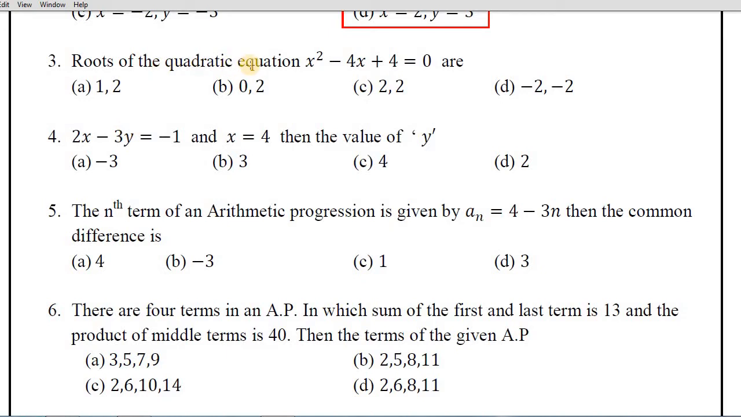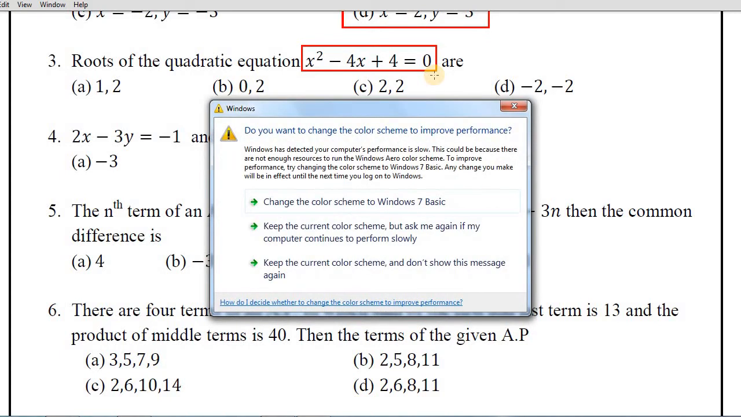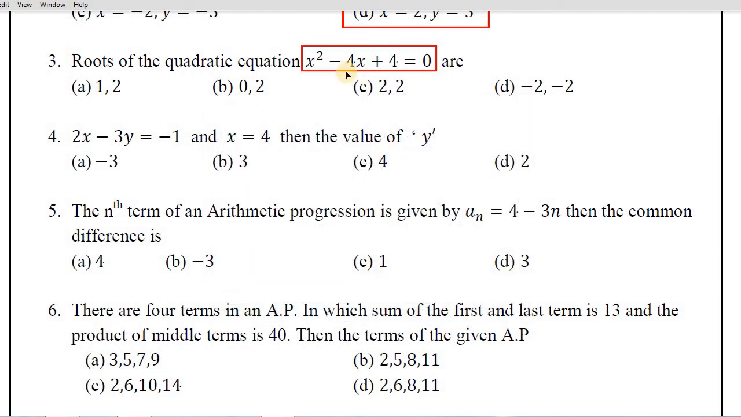Question number 3. Roots of the quadratic equation x square minus 4x plus 4 equals 0 are. For this problem, we need to find roots, in the sense solution. As you know that every quadratic equation has two roots. So here, to find the answer, we have to split the middle term, children. Split the middle term by taking suitable factors and simplify, and then we get the answer 2, 2. For this question, option C is right, 2, 2.